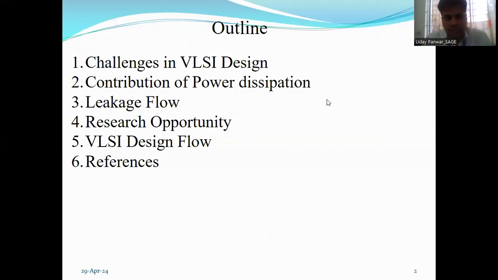The first is challenges in VLSI design, contribution of the power dissipation, leakage flow, research opportunity, VLSI design flow, and references.